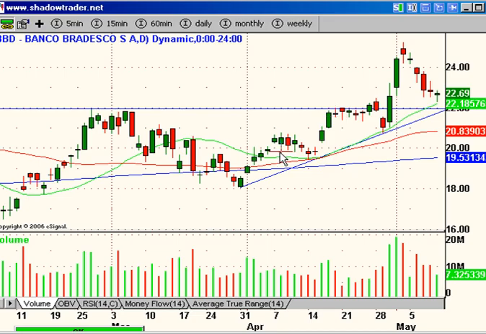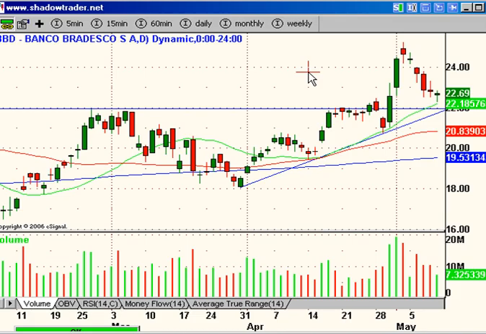That usually supports. Remember, technically, moves that are straight up like this don't support. As you notice, this move straight up didn't support much. But now that you're coming into an area where there were prior highs, I would expect that this is probably a relatively safe entry point, and the stock should move up. The fundamentals are great. The outlook is phenomenal for banking in Brazil.